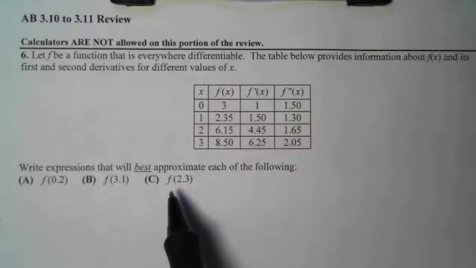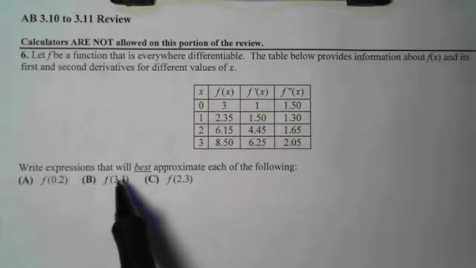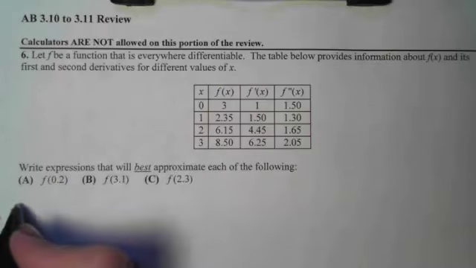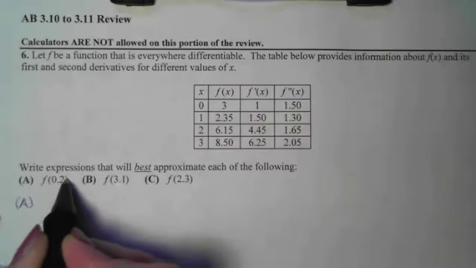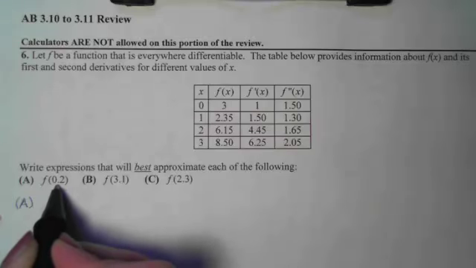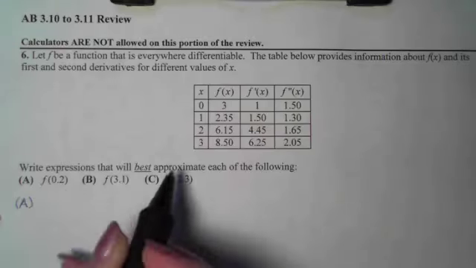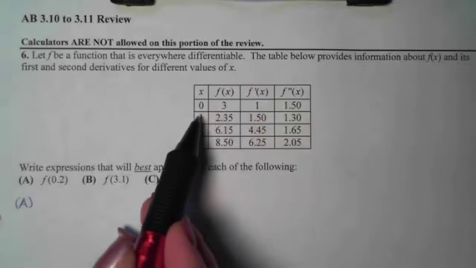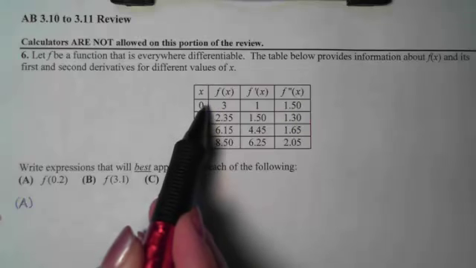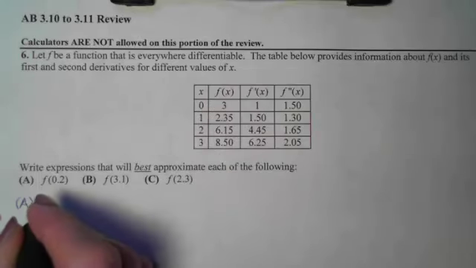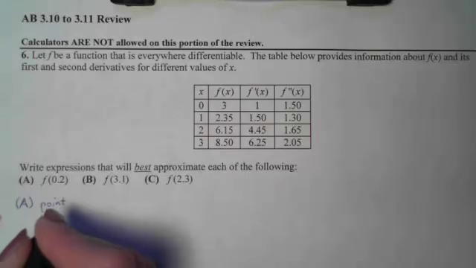So our goal is to come up with tangent lines that are going to have tangent points, or the center of the linearization, which is closest to these values. So with part A, we're interested in approximating the function output at 0.2. So we need to choose a center that is close to 0.2 that we have information on. So if we look up here at the list of possible x's, the one that's closest to 0.2 is 0. And remember, we're going to do a linear approximation, so that means we're going to be doing a tangent line approximation, which means that we need a point and we need a slope.